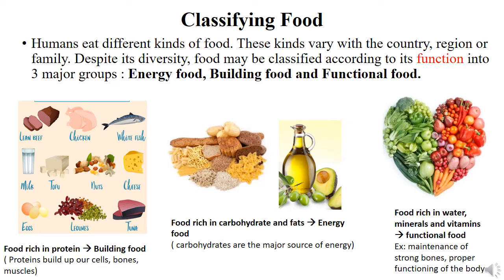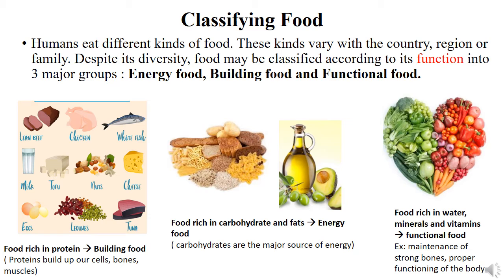How did scientists classify food? In Chapter 1, we classified food according to the chemical composition into proteins, carbohydrates, fats, minerals, water, and vitamins. However, we can also classify food according to its function. Humans eat different kinds of food. These kinds vary with the country, region, or family. Despite its diversity, food may be classified according to its function into three major groups: energy food, building food, and functional food.